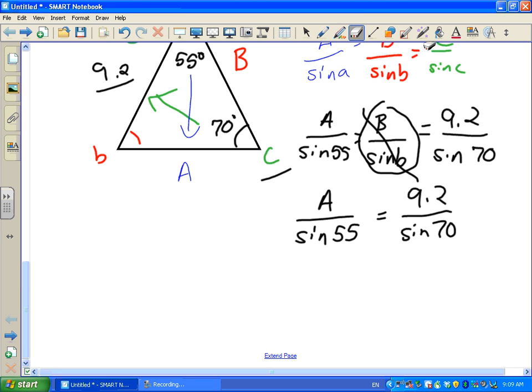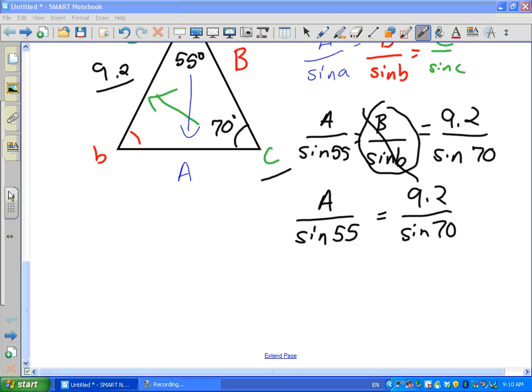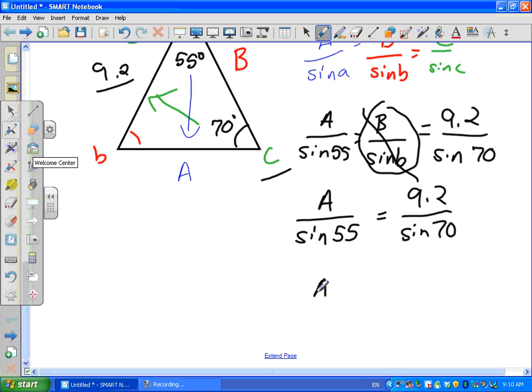Now that I have these, all I have is one variable to solve for. I'm looking for A, so I'll have to isolate A, get it by itself. So before I do anything over here, and it actually doesn't matter the order, I could solve what 9.2 divided by sine 70 is. I'm going to move sine 55 over. To move sine 55 over, what would I have to do? I have to multiply both sides of the equation by sine 55.